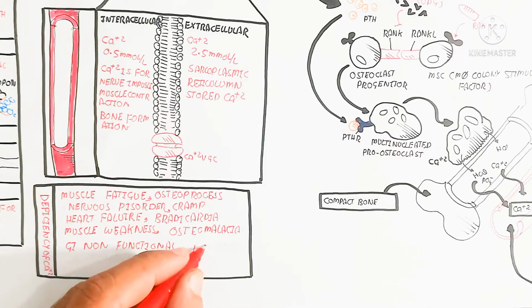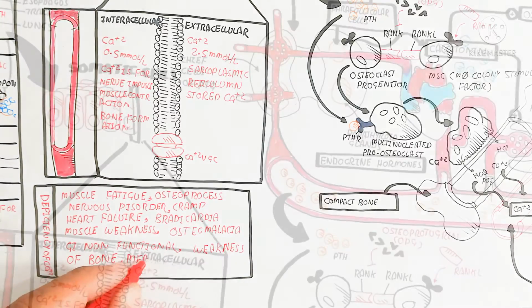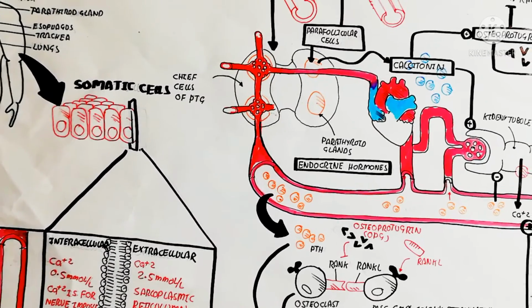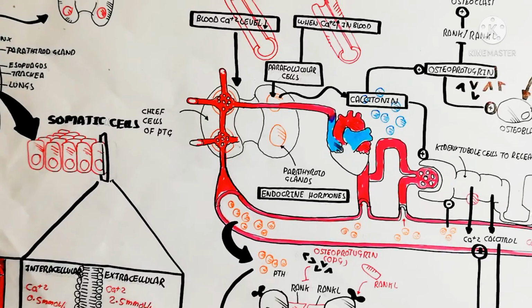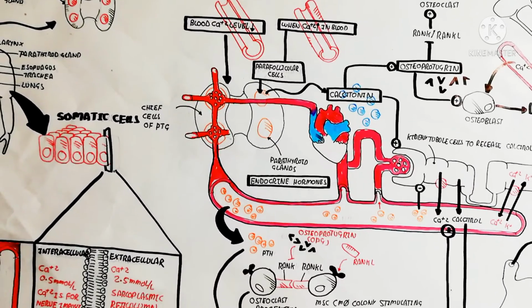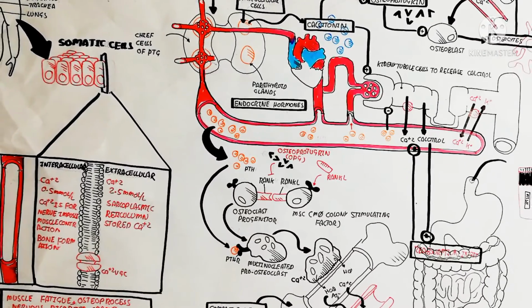So in this way, the deficiency of calcium is due to the parathyroid hormone not being produced, because the parathyroid hormone will reabsorb calcium, while the calcitonin deposition into the bone is known as the calcium deposition into the compact bone.